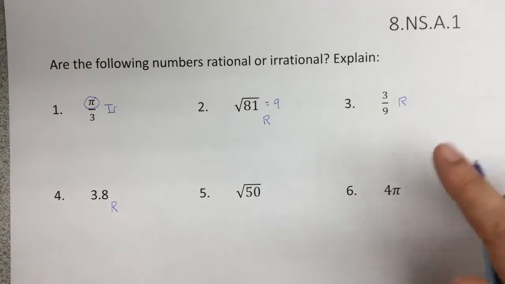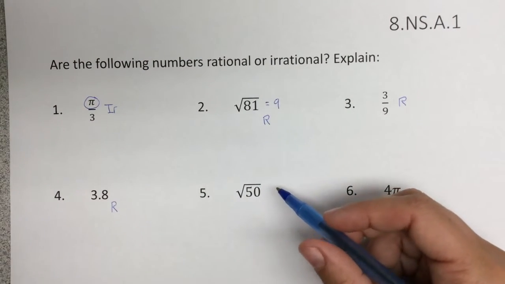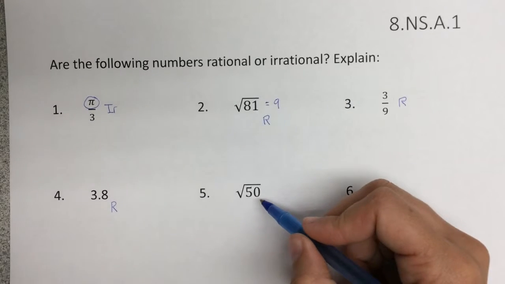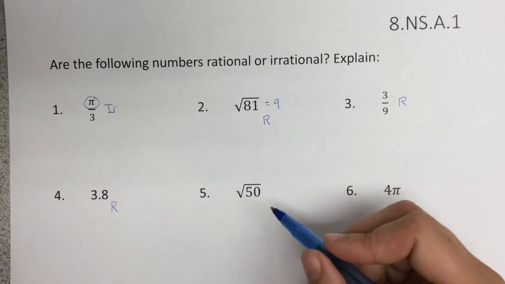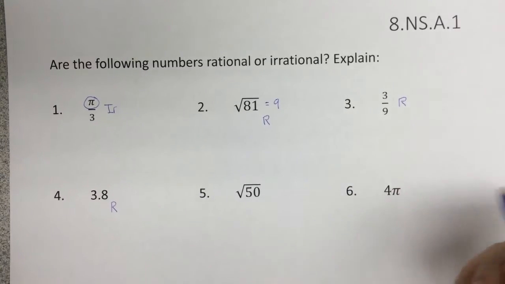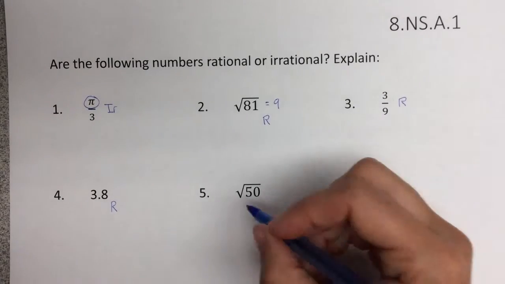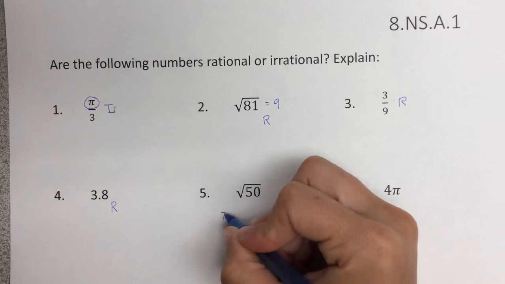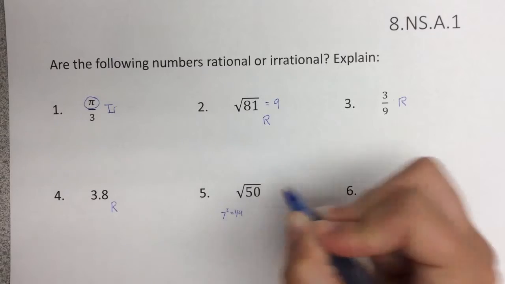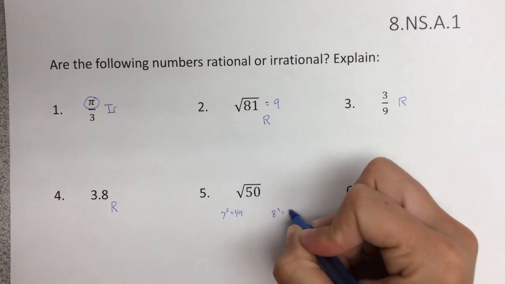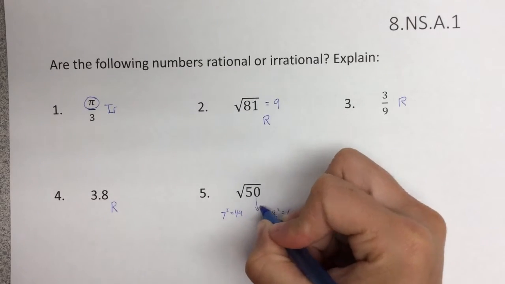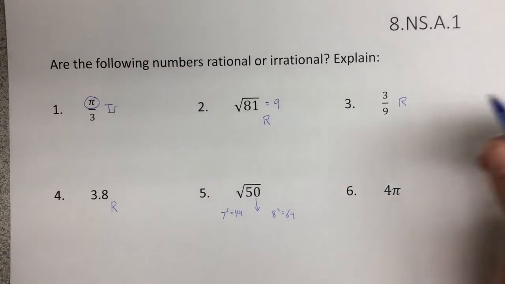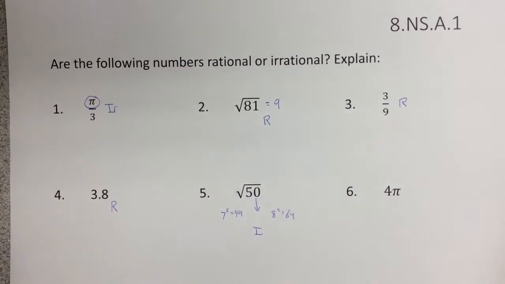Number 5 is the square root of 50. 50 is not a perfect square, which means if you entered square root of 50 into your calculator, this would be a decimal that goes on forever and it doesn't repeat, it doesn't end. We know that perfect squares on either side would be 7 squared, which is 49, and 8 squared, which is 64. 50 is somewhere in between that. It's not a perfect square. That means this has to be an irrational number.